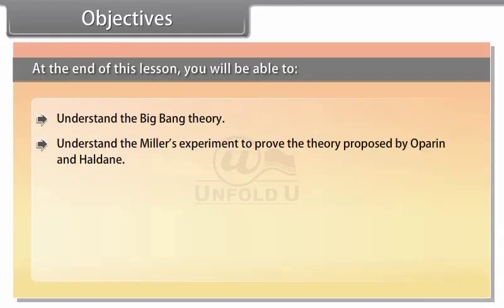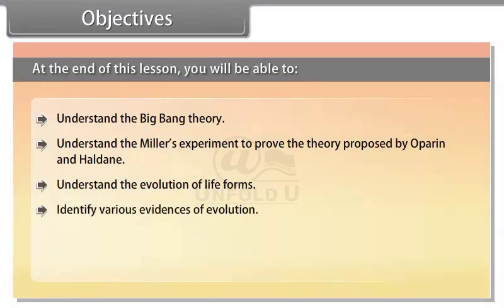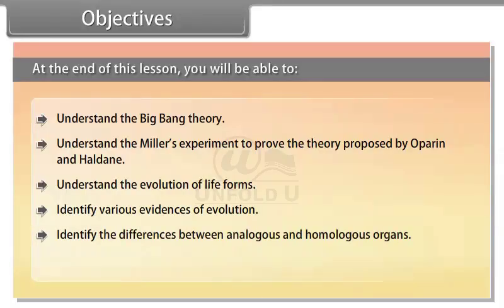Objectives. At the end of this lesson, you'll be able to understand the Big Bang Theory, understand the Miller's experiment to prove the theory proposed by Oparin and Haldane, understand the evolution of life forms, identify various evidences of evolution, identify the differences between analogous and homologous organs, understand the concept of adaptive radiation.